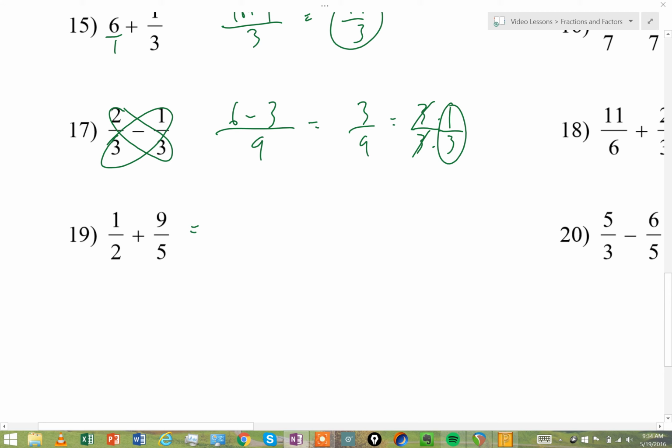And finally down here we get 5 plus 18 divided by 10, so that's 23 over 10, which is good enough. Okay, so let's stop the video there.